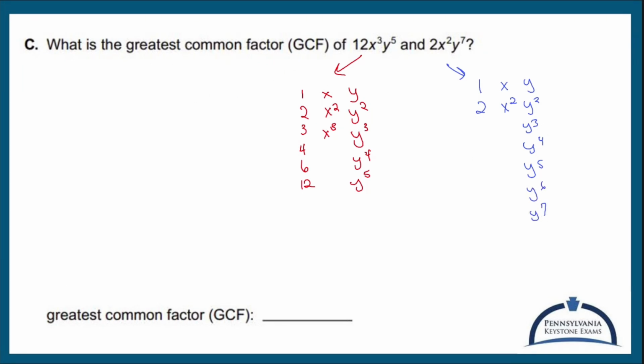Now we're going to circle the greatest of these. So over here it's simple, it's just 2. The greatest x value in common is going to be x squared, and the greatest y value in common is going to be y to the 5th.